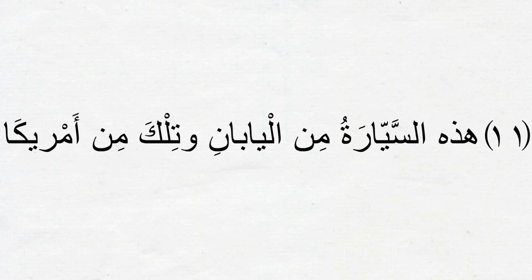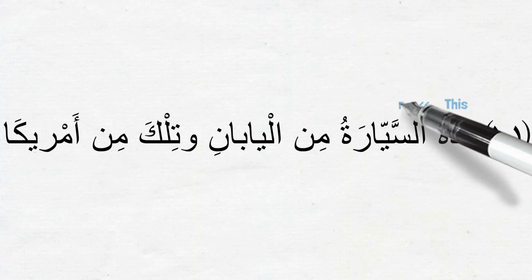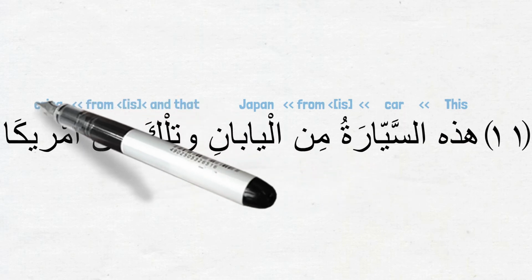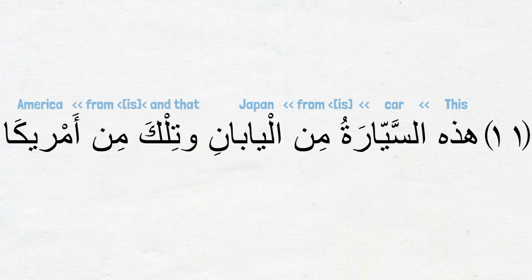هذه السيارة من اليابان وتلك من أمريكا. We can translate this sentence as: this car is from Japan and that is from America. Here we have two ismiya sentences. The first one is هذه السيارة من اليابان. The مبتدا is هذه, السيارة is its بدل, جار مجرور من اليابان is the خبر شبه جملة.